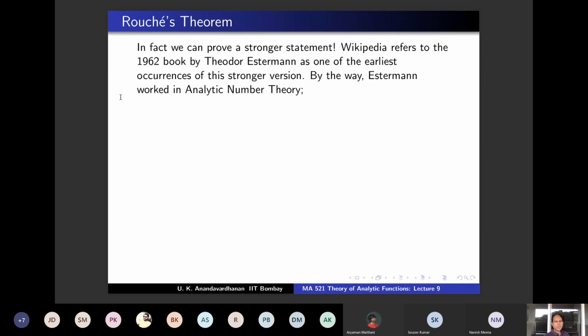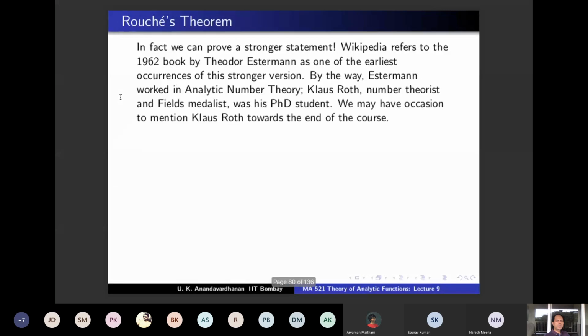Again, a digression. Estermann is an analytic number theorist, and he had many famous students. One of his students was a Fields medalist, Klaus Roth. I am stressing this name because though he is a number theorist, there may be an occasion for us if we have a lot of time. I don't know how fast we are going or how slow we are progressing. If we have covered everything in the syllabus and if we have 1 or 2 lectures left, we may do something outside the syllabus, and then we will have occasion to mention Klaus Roth.